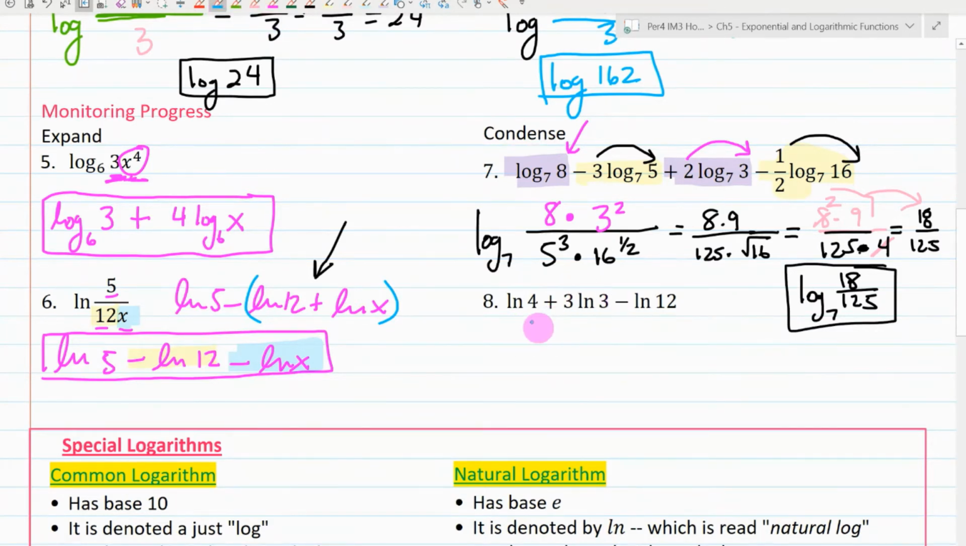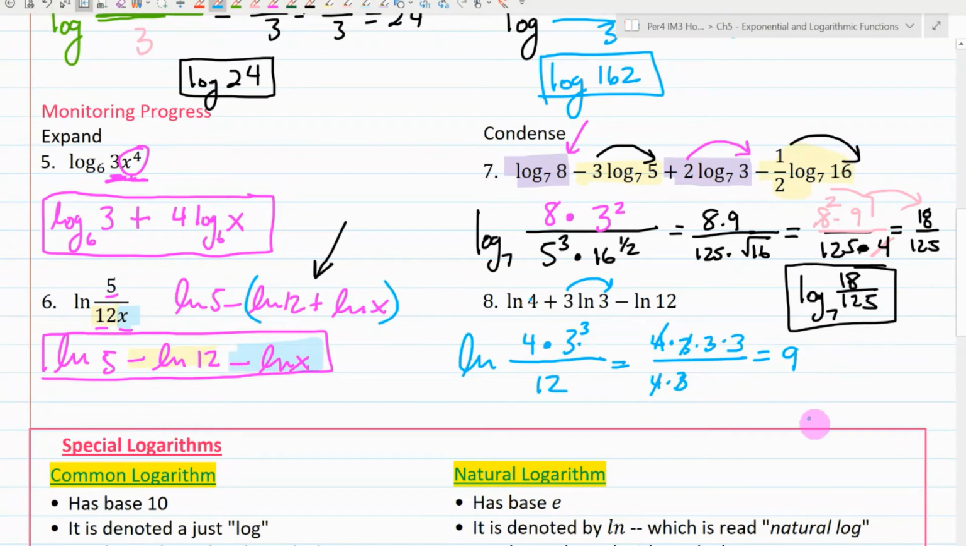For this last one of this group, we have addition and subtraction. So we have 4, 3 to the third, and 12 on the bottom. I'm going to write this like this, 3 to the third, and then 12, I'm going to write that as 4 times 3. So that's 9. If you wanted to do this as 4 times 27 divided by 12, that's fine. Final answer, natural log of 9.